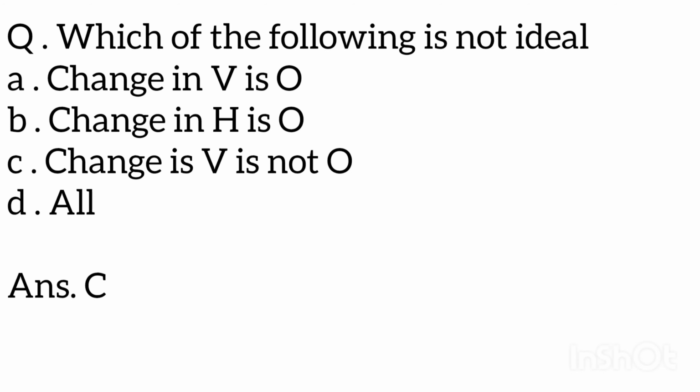Next question, which of the following is not ideal? Option A, change in volume is 0. Option B, change in H is 0. Option C, change in V is not 0. Option D, all. So the answer of this question is option C, change in V is not 0.